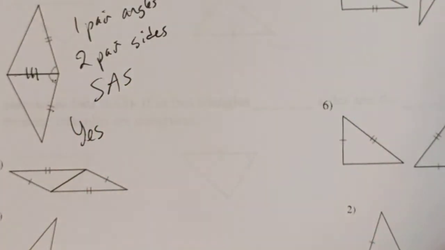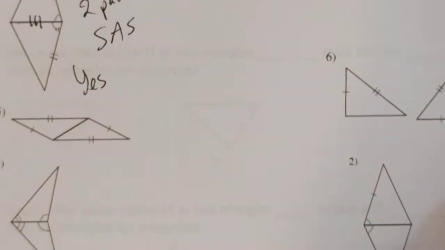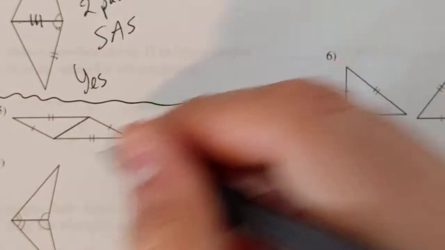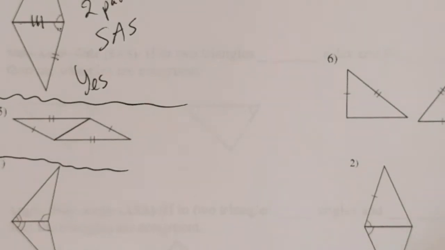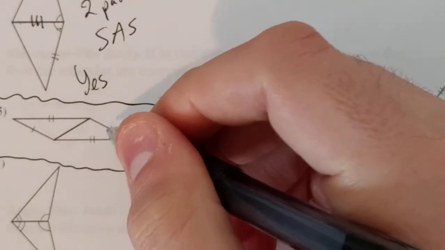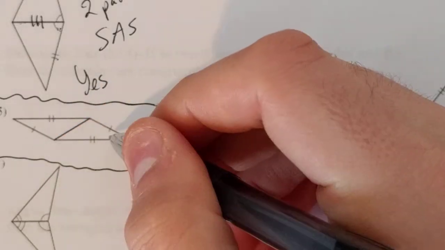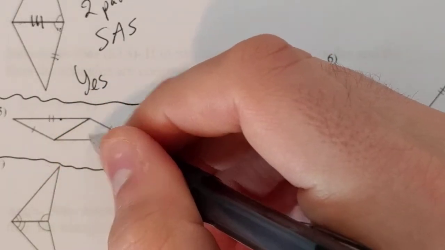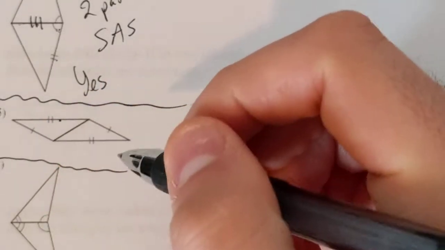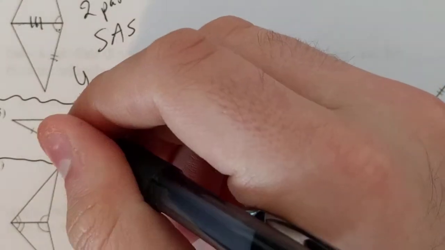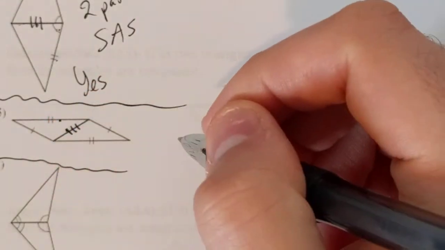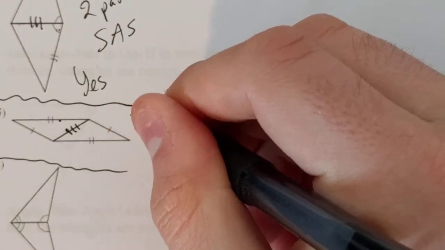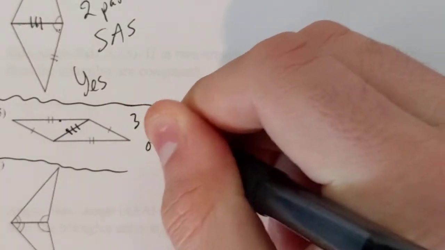Okay. Let's look at number 5. It's kind of a small picture here. I'll try and block it off. All right, so number 5, we have two pairs, you know, the two tick marks, that's one pair. One tick mark, that's a second pair. There's actually a third pair of sides right there, the ones congruent to each other. So we have 3 pairs of sides.